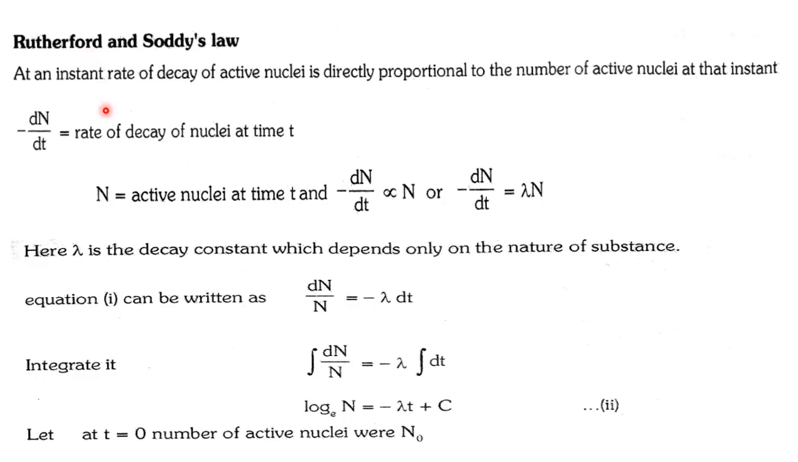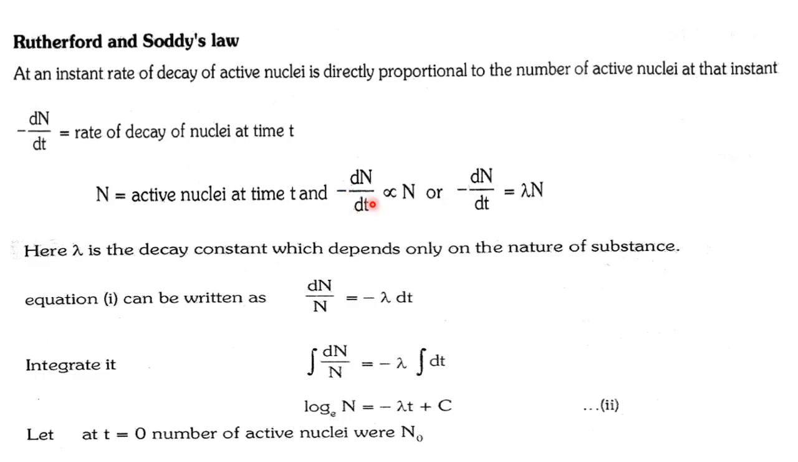If I consider that N is the number of active nuclei, then dN/dt represents the rate of decay of nuclei at time t. It was stated by Rutherford and Soddy that the rate of change of active nuclei is directly proportional to the number of nuclei present at that instant. And the negative sign represents the decay, that means the amount of nuclei is decreasing.